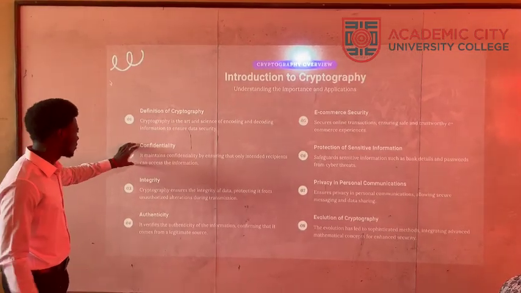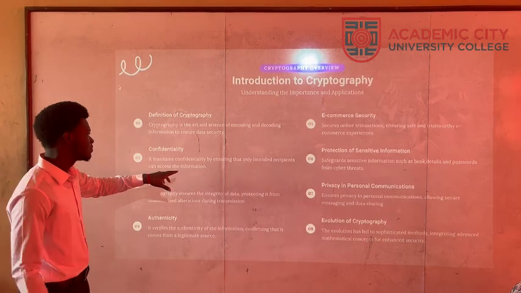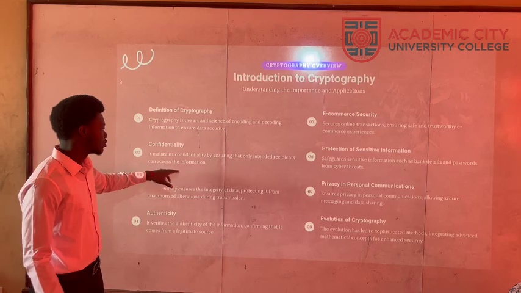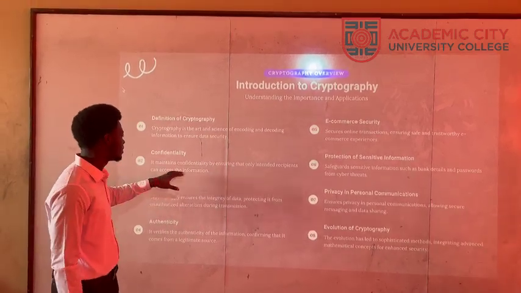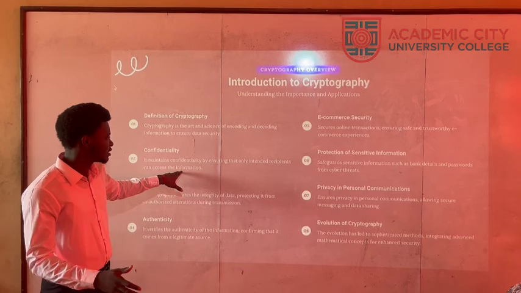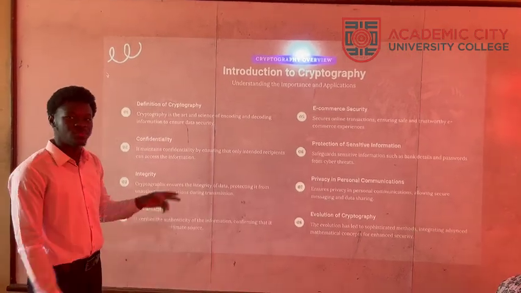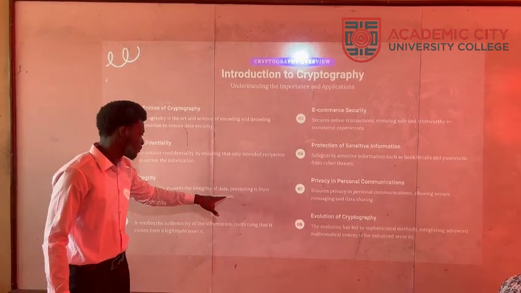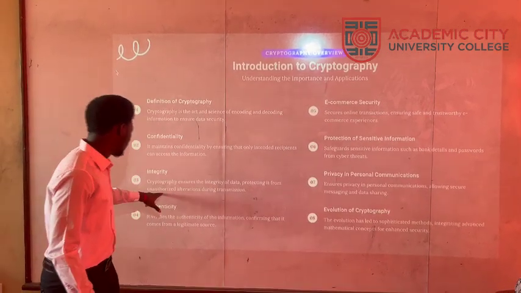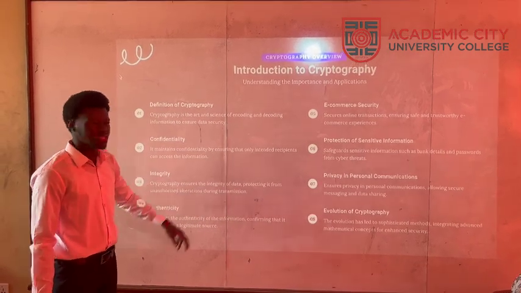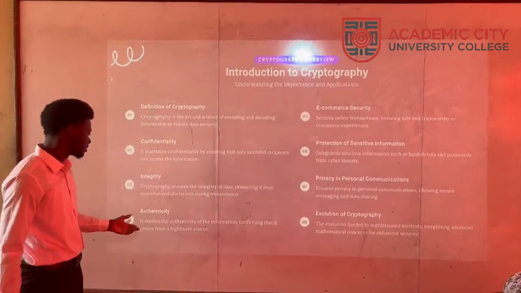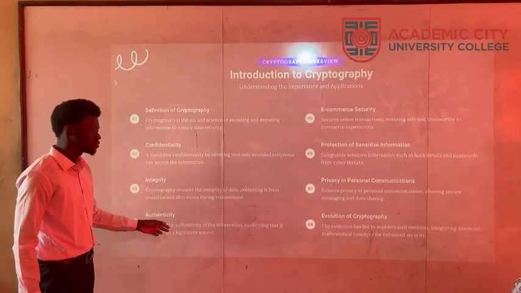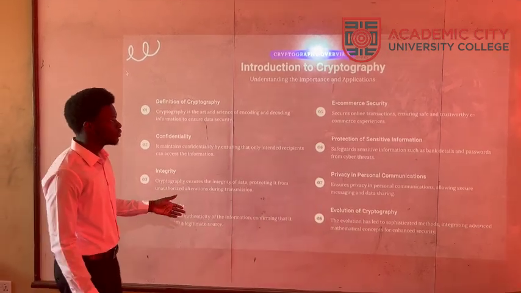And some of the importance: confidentiality. It maintains confidentiality by ensuring that only intended recipients can access the information, as I just explained. Once you encode the message, only the intended user can get it, and that person will decode it to be able to see what's inside. Then we go to integrity. Cryptography ensures the integrity of data by protecting it from unauthorized modifications during transmission. It's basically the same thing. And authenticity. It verifies the authenticity of the information, confirming that it comes from a legitimate source. It does that through the encoding and decoding as well.